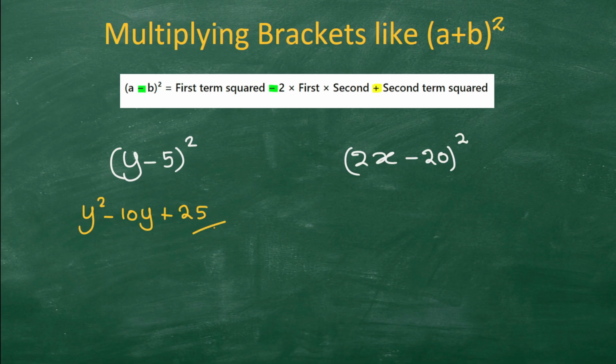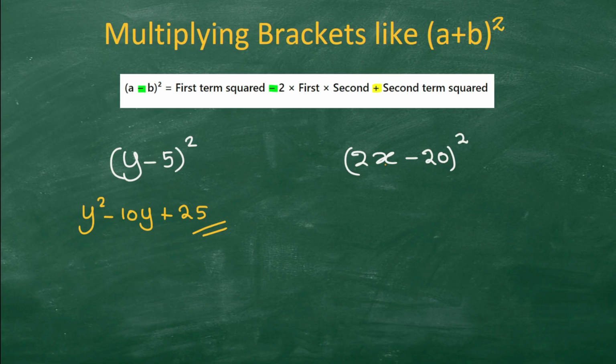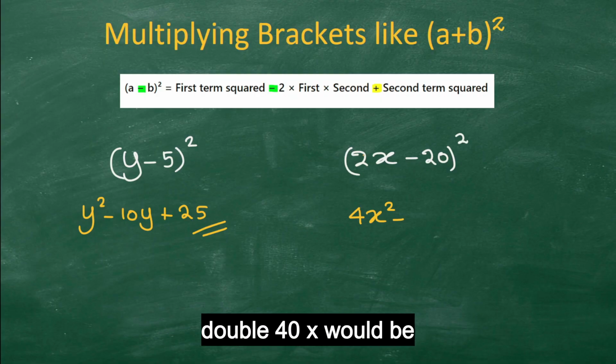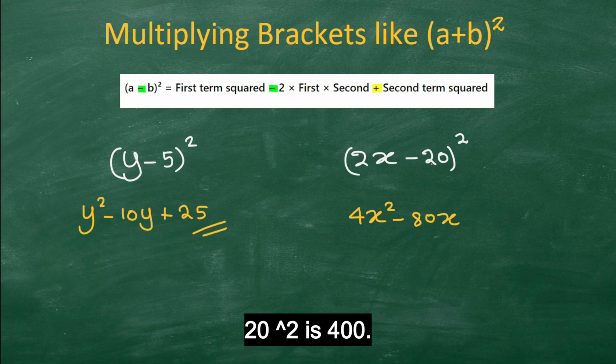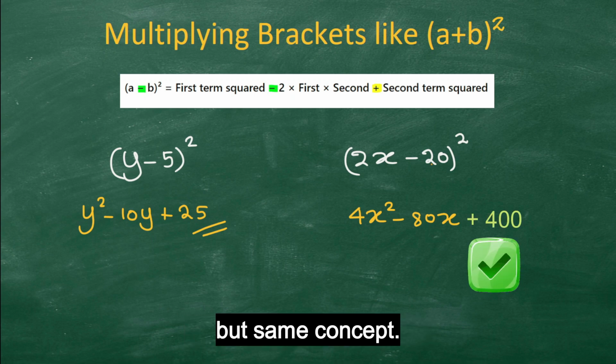Done. Second one, (2x - 20) squared. 2x times 2x is 4x squared. Take away 20 times 2x is 40x. Double 40x would be 80x. Add 20 squared is 400. Numbers are slightly big, but same concept.